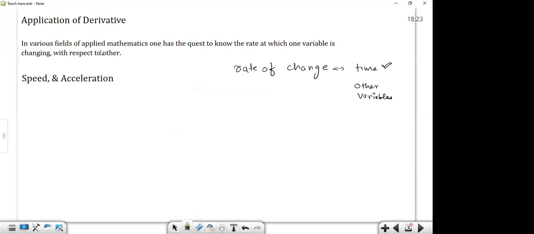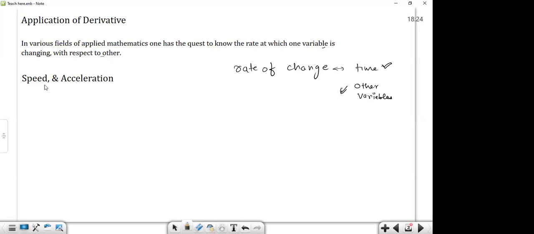In various fields of applied mathematics, one has the quest to know the rate at which one variable is changing with respect to change in another variable. Rate of change most of the time primarily means the rate of change of some variable with respect to time, but it can be other variables also.